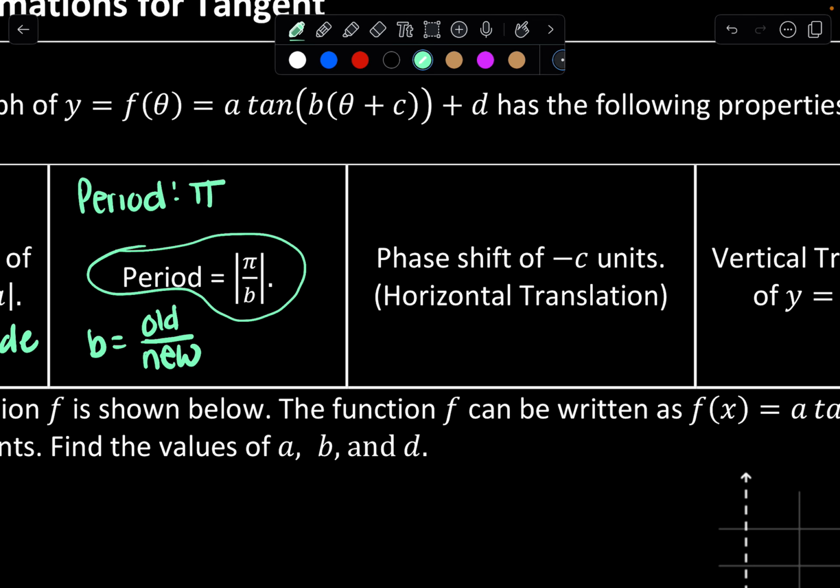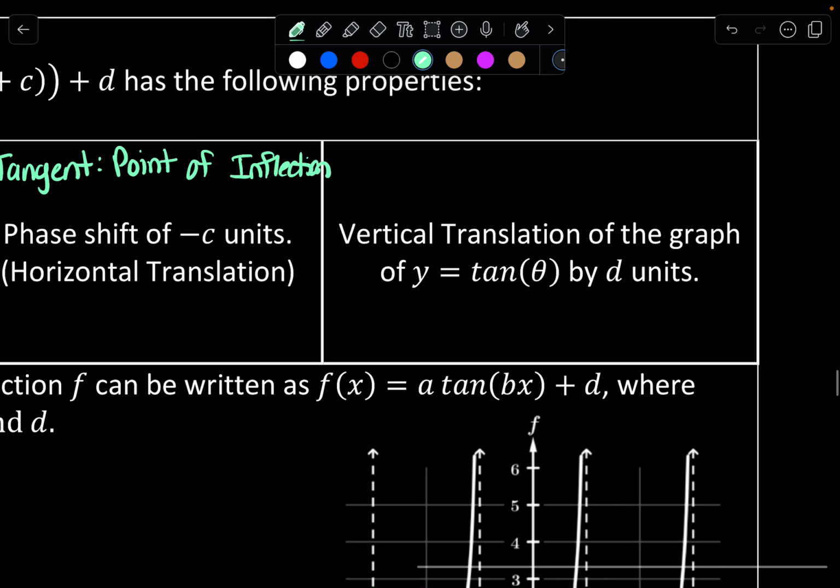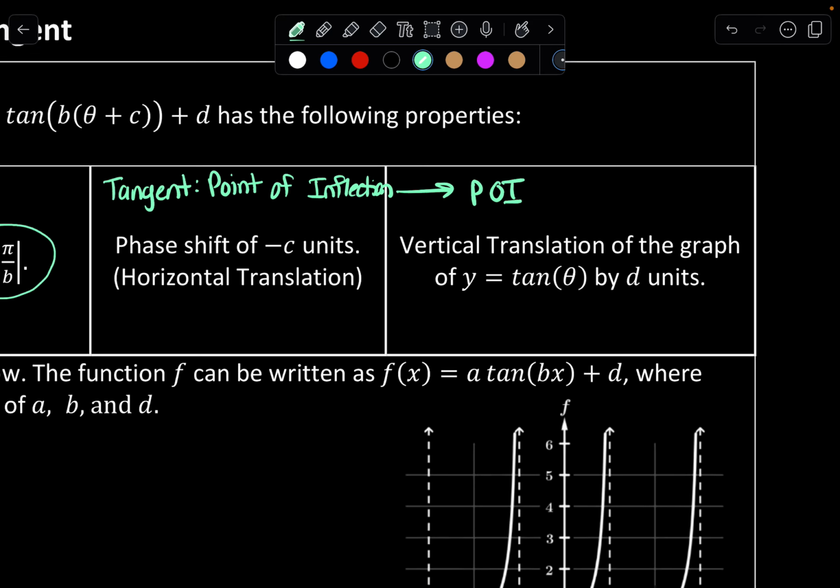The phase shift will stay the same. It is shifting left or right, but for cosine and sine, we were able to use maximums, minimums, whether it's increasing through the midline or decreasing through the midline. For tangent, your point of inflection is going to help you. So we'll see what that looks like in these next few examples. So using the point of inflection will help you find your horizontal translation. Your vertical translation, up or down, same thing. You'll want to use your point of inflection to help notate that.